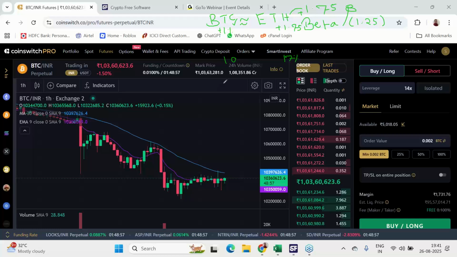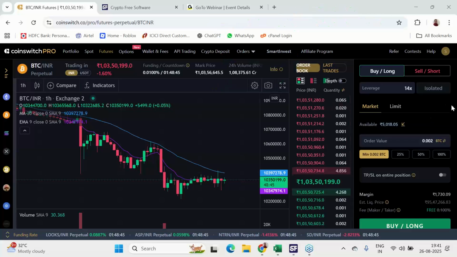If in a particular time frame Bitcoin is falling by 10%, then Ethereum also will fall by 17%. So this is what the beta meaning is. Then the second part is coming.